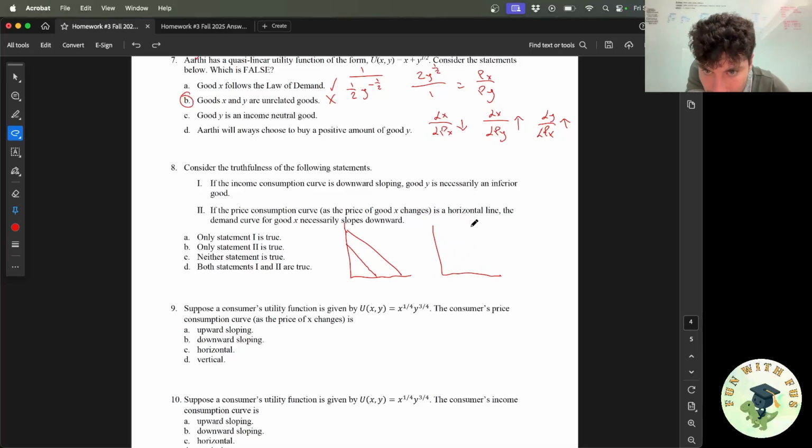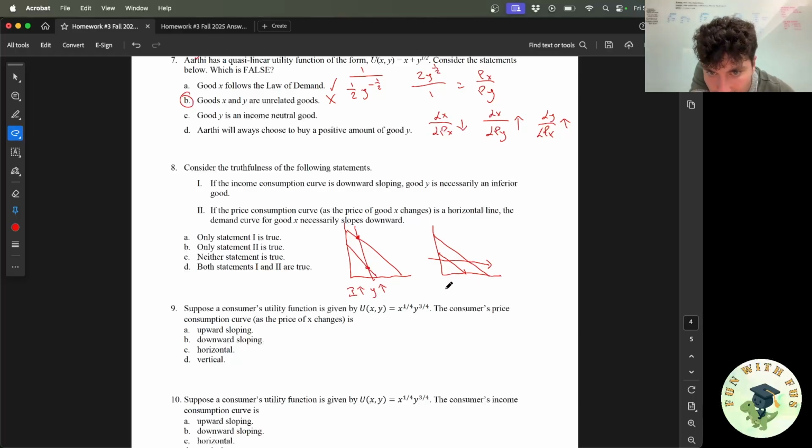Here, I'll try to make these a little more obvious that we're on the same income level. So there are two different types of downward slopers. You got ones that slope downward like that, and ones that slope downward like that. Very steep downward slopers and not very steep downward slopers. So when we're looking at good y here, as my income increased, I actually bought more of y. So going from this point to this point, I bought more y.